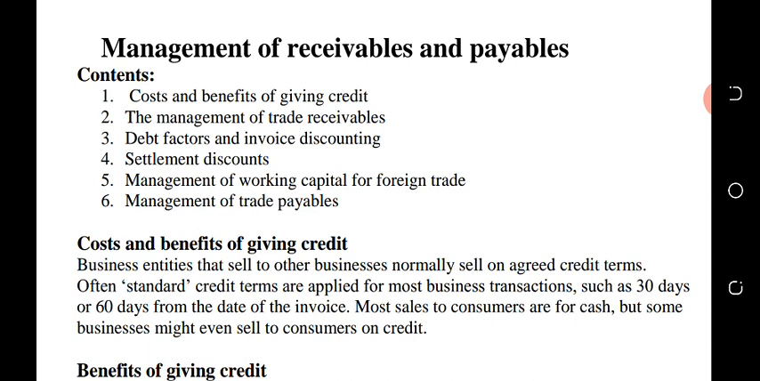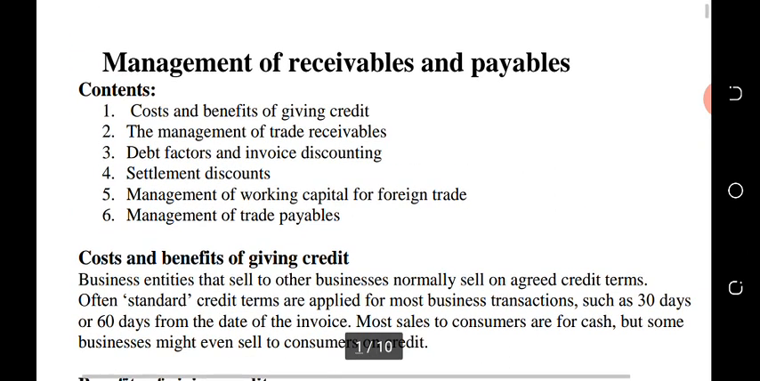Now, I want to know how we can manage our receivables and payables. Our receivables are the same thing as our trade receivables, and our payables are our trade payables. How can we manage them? Because they are very important in any business organization. That means without efficient management of these two, as current asset and current liability, the company might suffer a big loss, which might affect its annual profit.